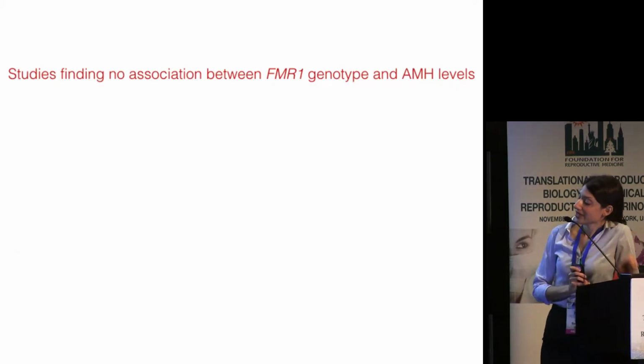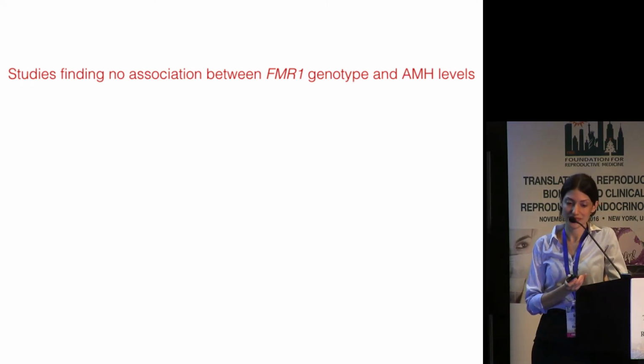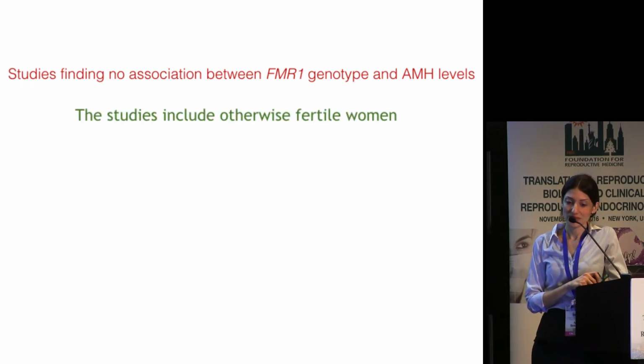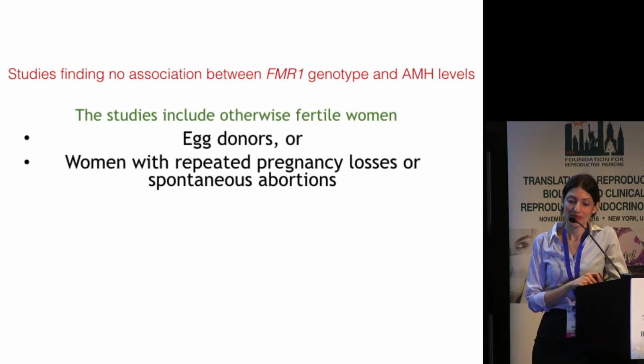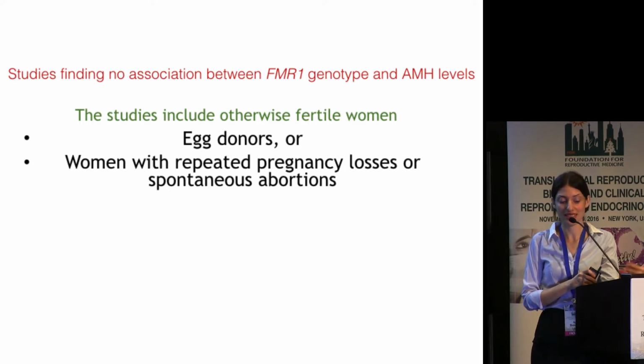So the studies finding no association between FMR genotype and AMH levels include otherwise fertile women. So that is oocyte donors or women with repeated pregnancy losses. Some call it spontaneous abortions, but they don't have an apparent ovarian dysfunction. So that's why I say otherwise fertile women. They don't have any ovarian dysfunction that is apparent.